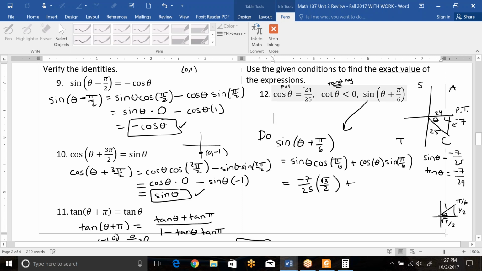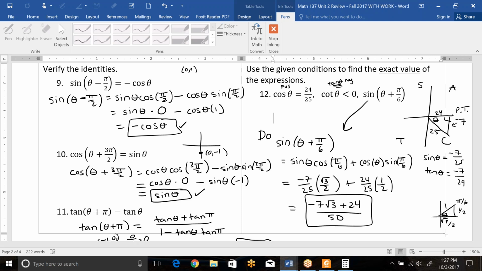Plus cosine of my theta, they gave me at the beginning, is 24 over 25, and sine of pi over 6 is 1/2. If we work this out, this is negative 7 square root of 3 plus 24, all over 50, because both denominators are exactly the same. So there's number 12.